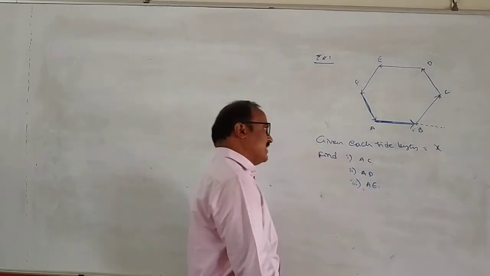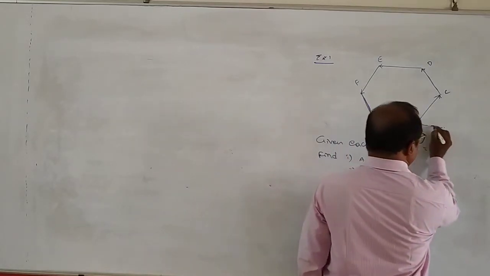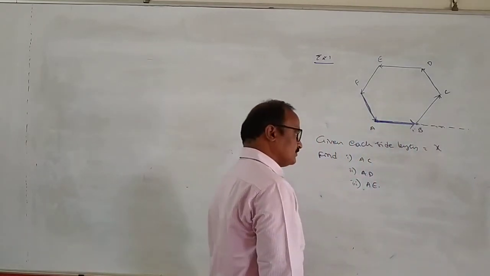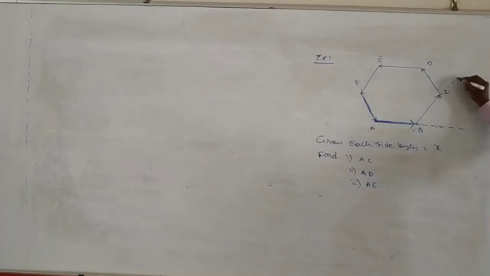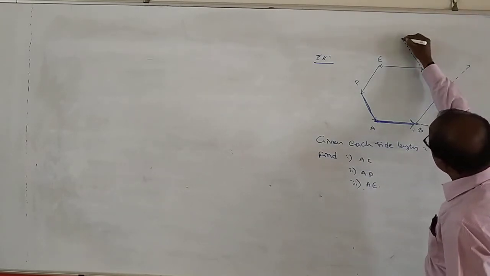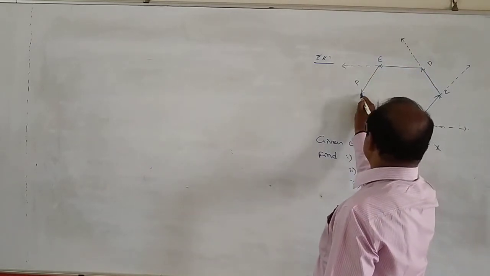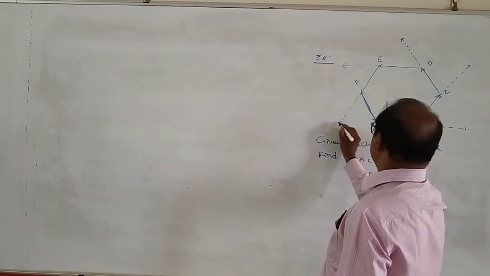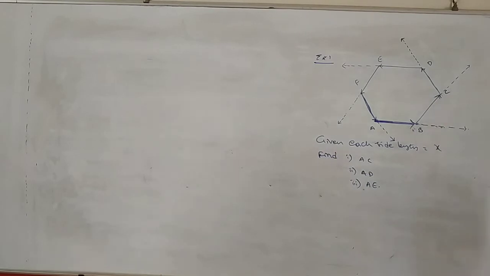Find these values. Look here, this is the first vector. This is the second vector. The direction of the second vector is like this. It is the third vector, in the direction of the third vector. The fourth vector direction is this, and this is the fifth vector, and this is the sixth. Like this, all are having equal sides.